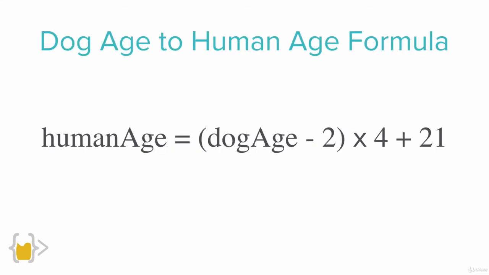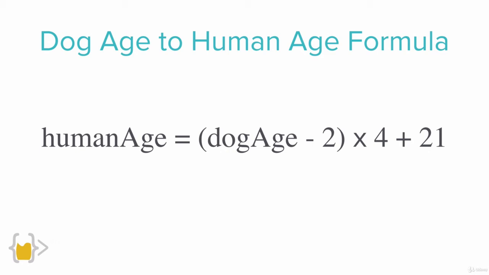All right, so now it's time to use what you've learned and complete a challenge. I want you to create a dog age to human age converter. So how old would your dog be if it was a human? And this is the formula that you're going to use. And this formula is completely valid from a mathematical perspective. So you're going to subtract 2 from the dog age first, then multiply by 4, then add 21.